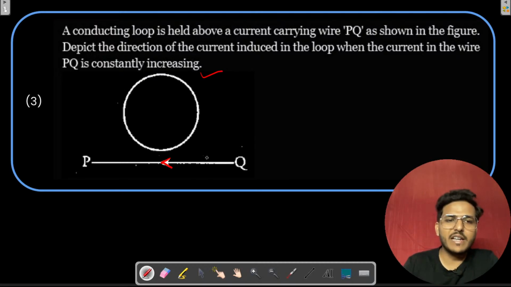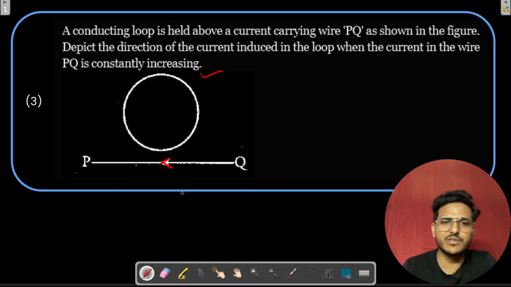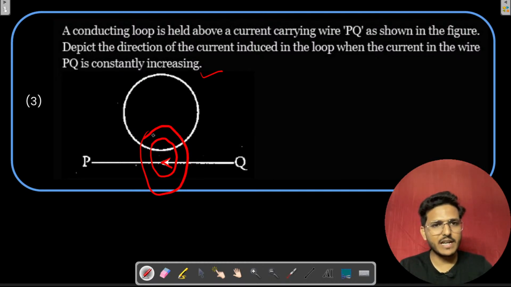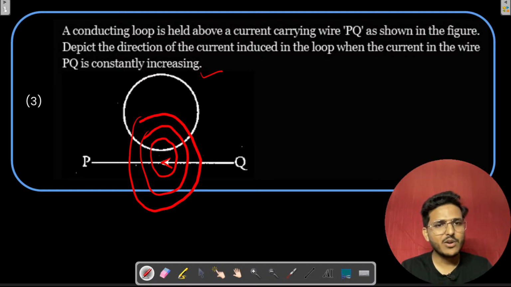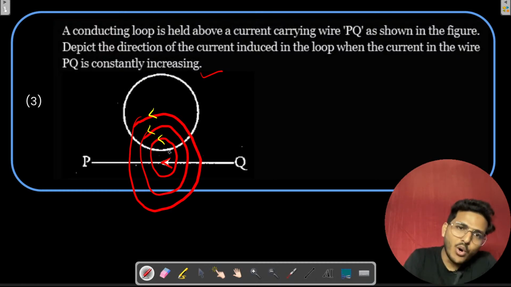If the current is increasing in the wire PQ, then due to this wire, there will be magnetic field lines around it, just like this. And what is the direction of these magnetic field lines? The direction of the magnetic field lines is just outward. So current is induced in the loop in such a way as to oppose this increment of the flux in the coil.